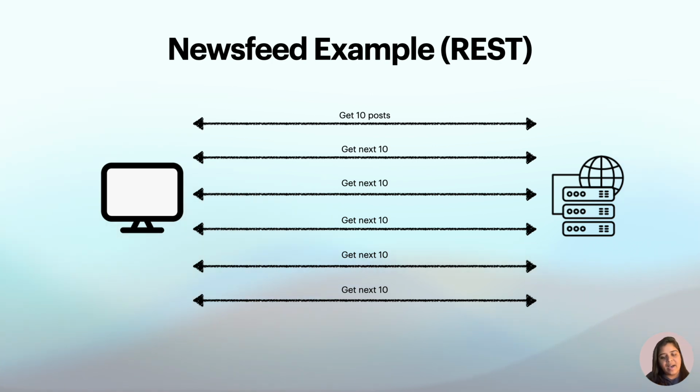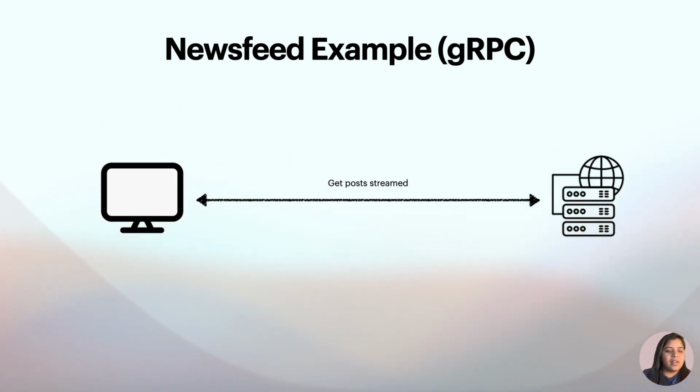Every single time your client needs certain posts, it has to make a request and then get a response back, parse it, present it in the way it's supposed to be presented on the client side. This is a lot of work. Wouldn't it just be easier to keep having the posts coming until I say so? That's exactly what gRPC is.